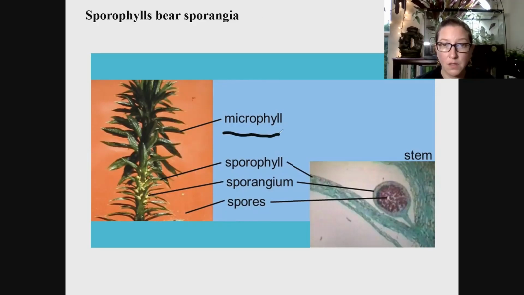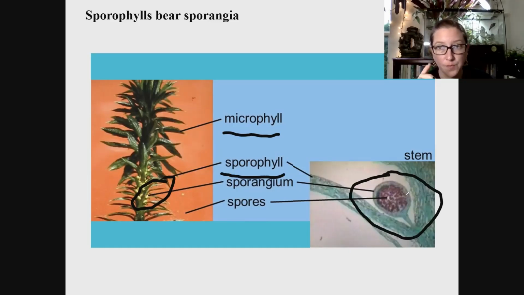So microphyll, leaf with one vein. Sporophyll, a microphyll with a sporangia on it. In this here, those little yellow things are the sporangia. Over here, you can see the sporophyll leaf is right here, and there is a sporangium on it. And inside that sporangium is where spores are made. Inside that sporangium is also where meiosis is going to occur.